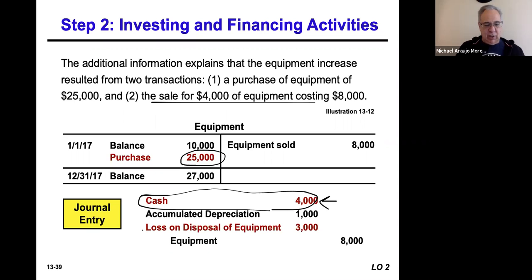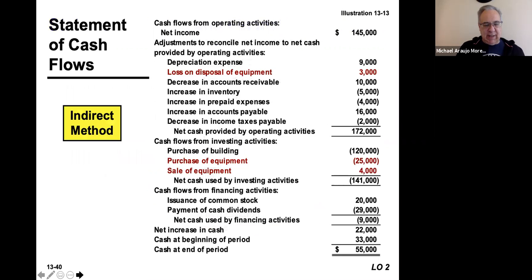Okay. So that explains the investing. Remember, the loss on the equipment is reversed in the operating activity section that we just did. The sale of the equipment is cash coming in. So they're all here. They're all accounted for, just in different sections. So again, cash used means cash flowing out. Cash provided, cash flowing in.